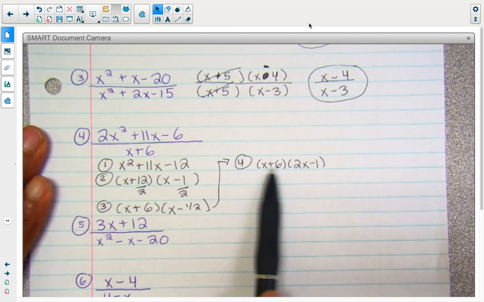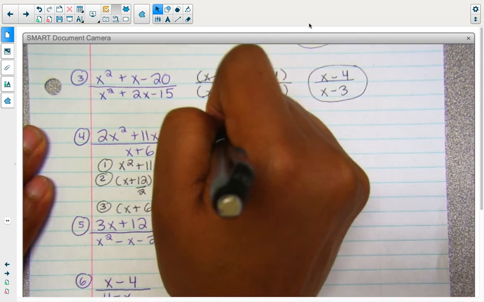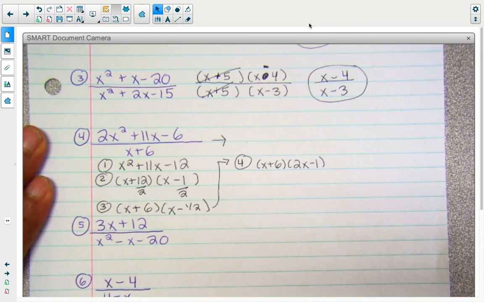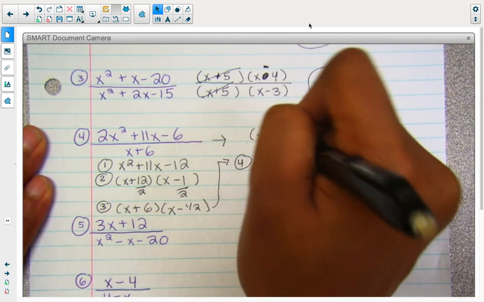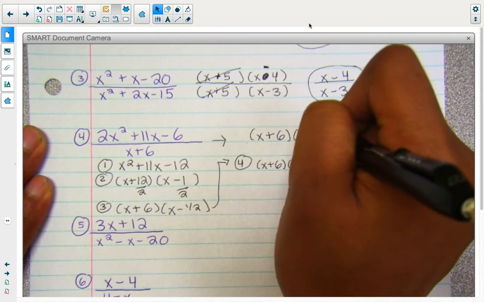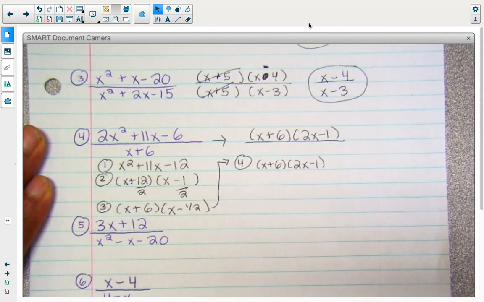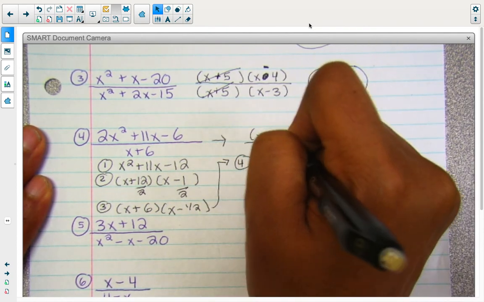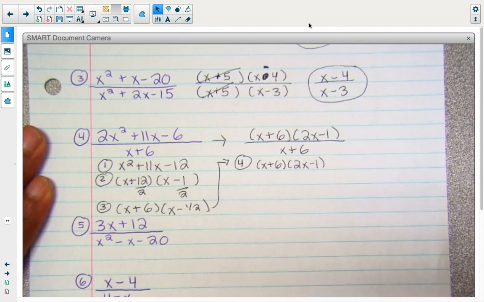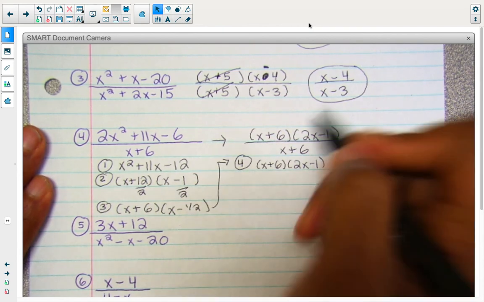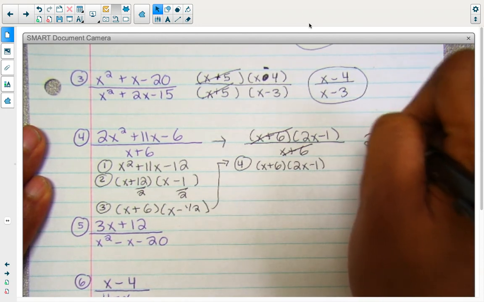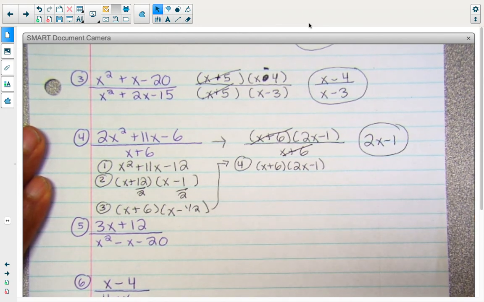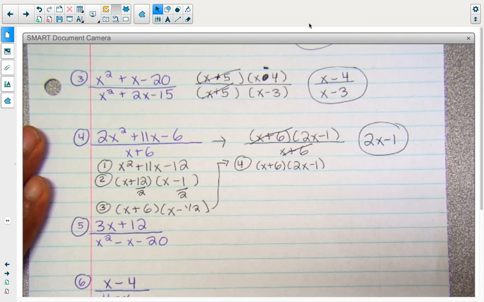So I can now put this in the top of my fraction. So 2x squared plus 11x minus 6 factors into x plus 6 and 2x minus 1. And my denominator is x plus 6. Now, if you have the same thing on the top and bottom, it cancels. So x plus 6 cancels, and we're left with 2x minus 1. So that is our final answer for number 4.